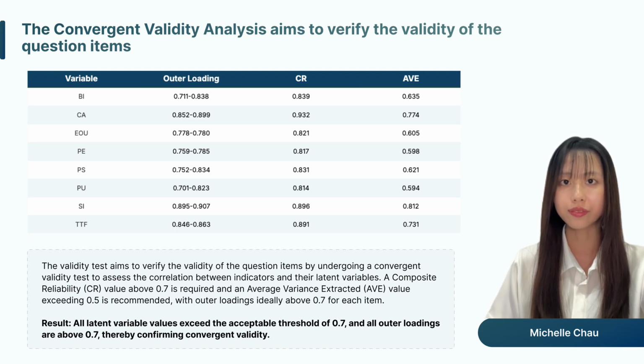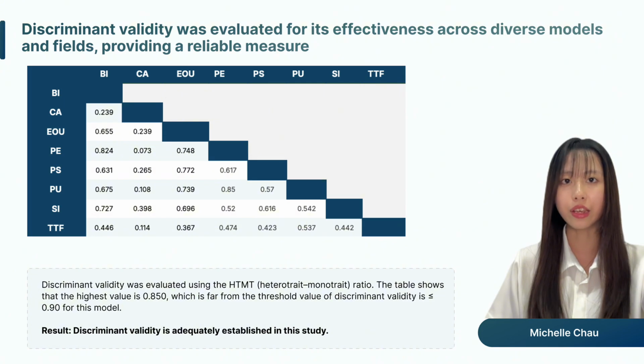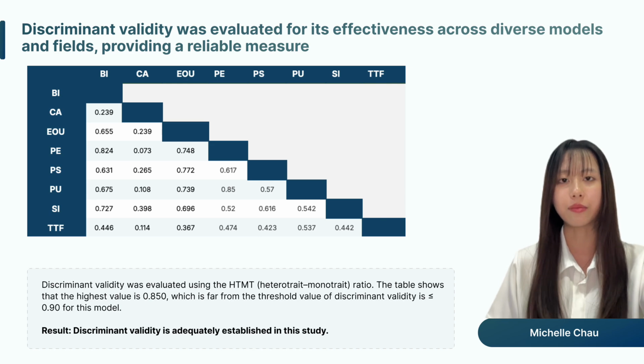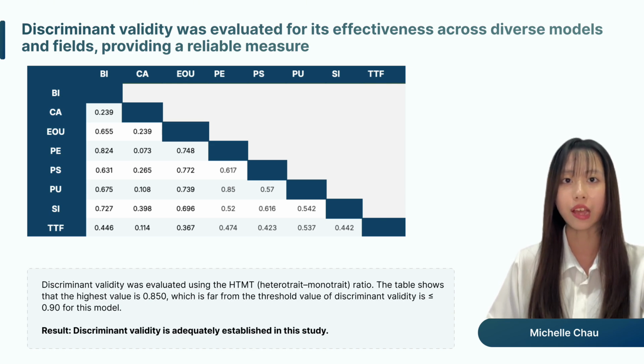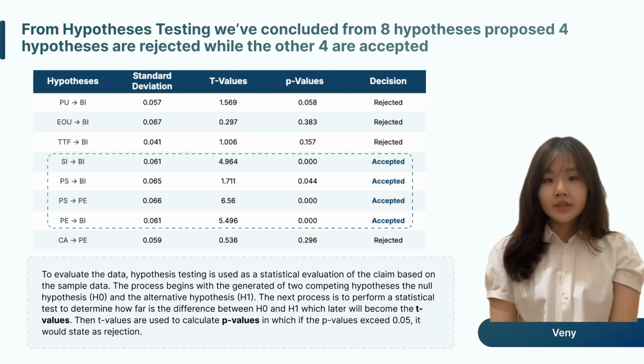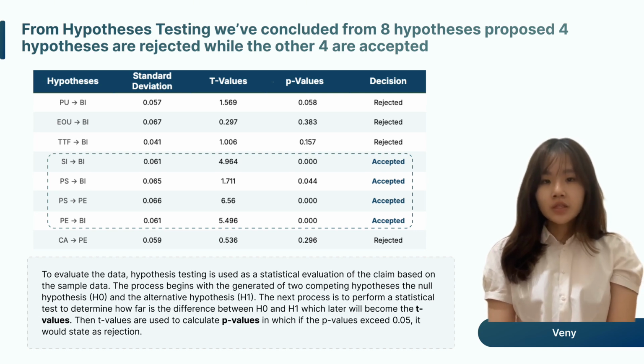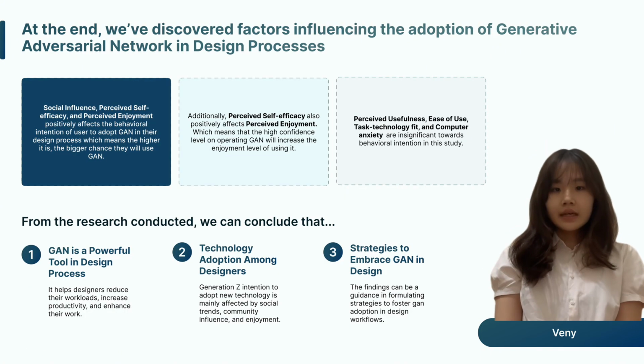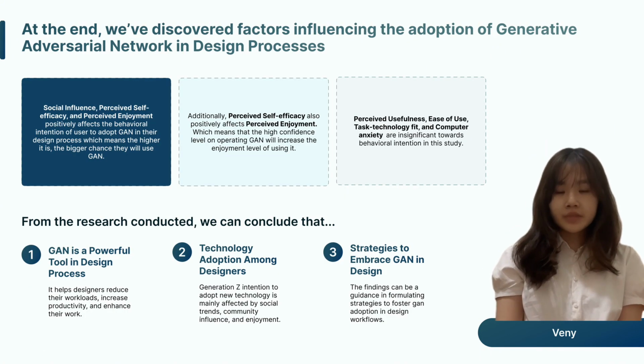Next, discriminant validity was assessed using the HTMT ratio method to confirm that the constructs are distinct and exhibit minimal overlap. Discriminant validity is well established in this study as all construct values are less than the established threshold. Lastly, we have conducted hypothesis testing in which from 8 hypotheses that we propose, 4 are rejected while the other 4 are accepted. Let's conclude with the key takeaways from this study.